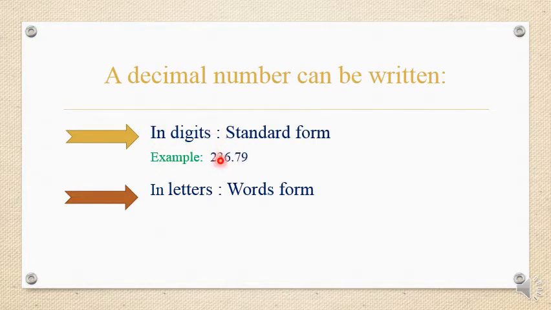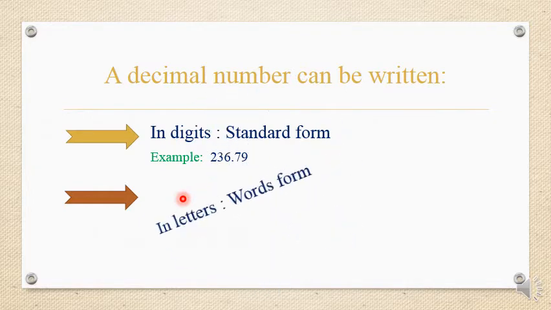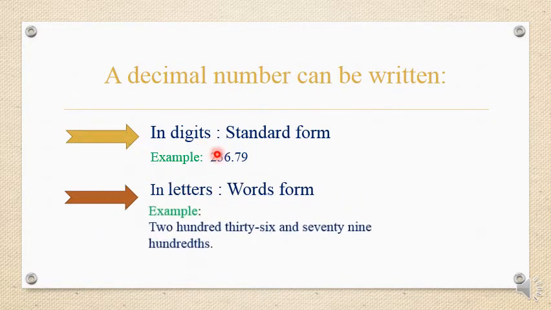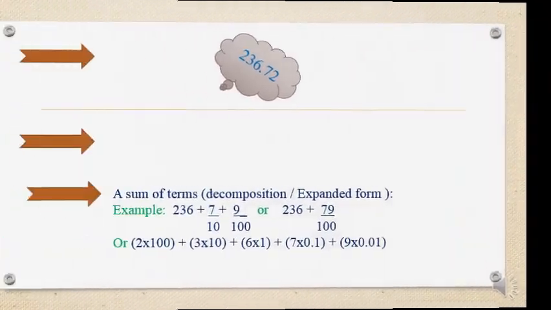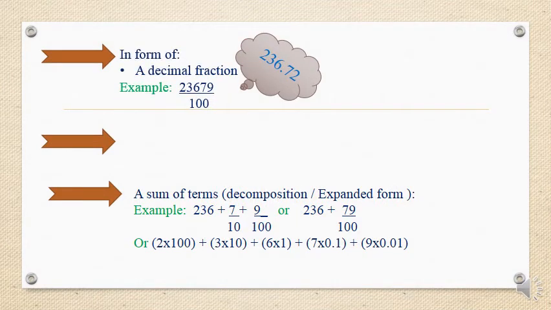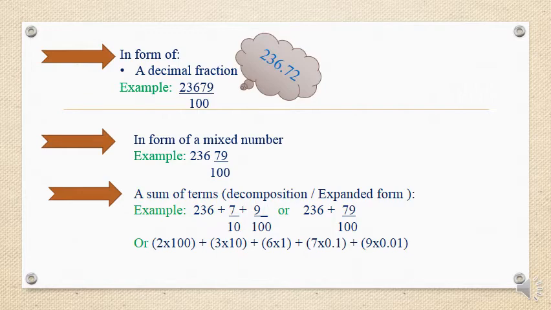Example, 236.79 is written in digits. And a decimal number could be written in letters or words form. Example, this number could be written as 236 and 79 hundredths. Today we are going to talk about new forms of writing a decimal number.